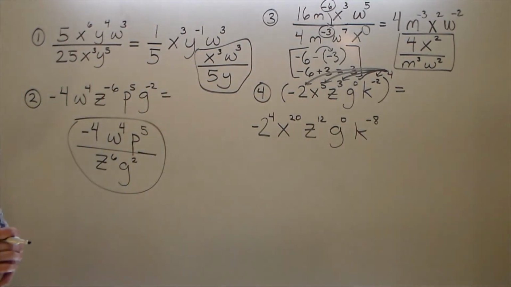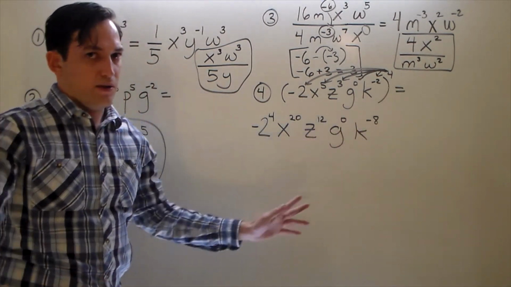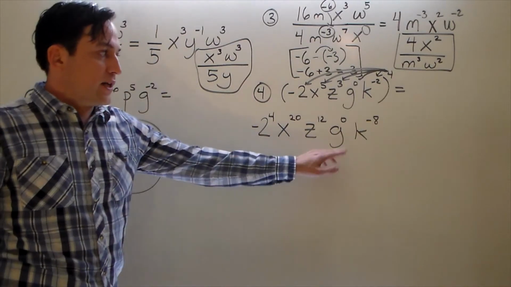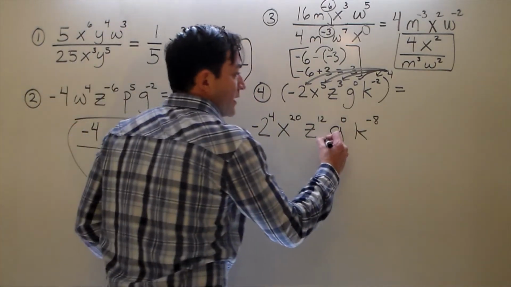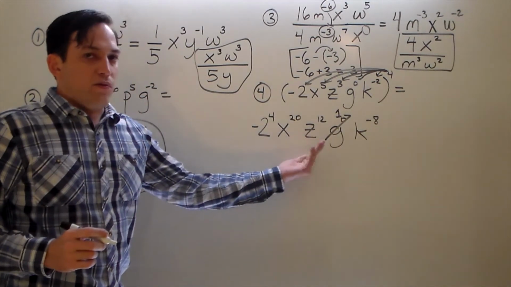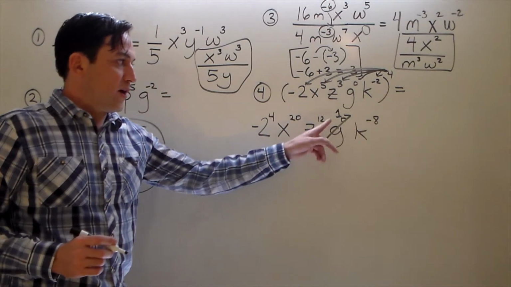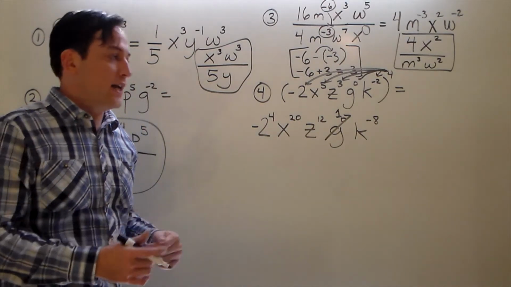So are we done with this problem? Not yet, because we want to get rid of all the negatives. And also I have something raised to a 0. So what is anything raised to the 0 we said? It's just 1. So I can actually just eliminate this and turn it into a 1. And we don't usually write 1s because it has no bearing on the result of the problem. 1 times anything is just that, anything.